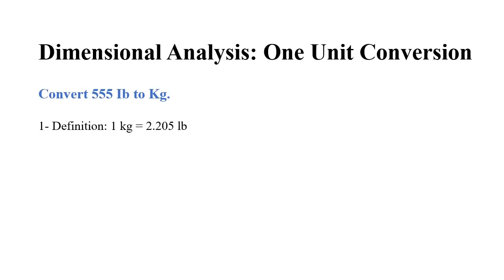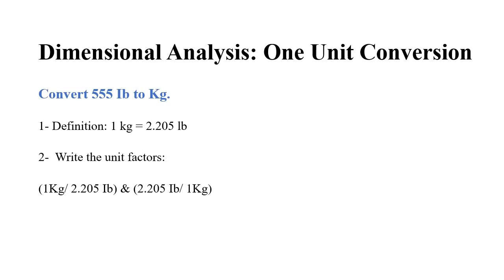From the definition, you write the unit factors. Unit factors are, from the definition, 1 kilogram over 2.205 pounds and 2.205 pounds over 1 kilogram. So every definition has two unit factors. A unit factor is the factor that we'll use to multiply with the number in the question in order to change the units from whatever they ask for to the other unit. So these are the unit factors.